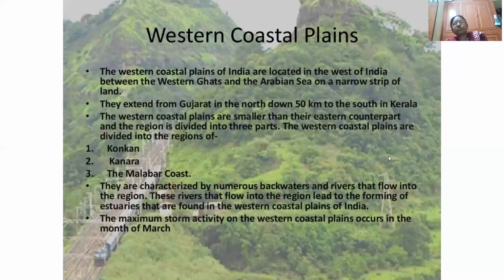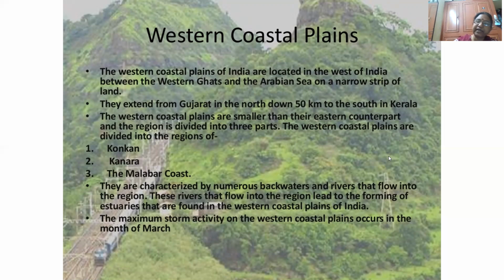If we look at the western coastal plain, the western coastal plain of India is located in the west of India. This lies between the Western Ghats and the Arabian Sea. It is a narrower strip when compared to the eastern coastal plain. They extend from Gujarat in the north down to 50 kilometers to the south in Kerala. The western coastal plains are smaller than the eastern coastal plain in comparison to width.